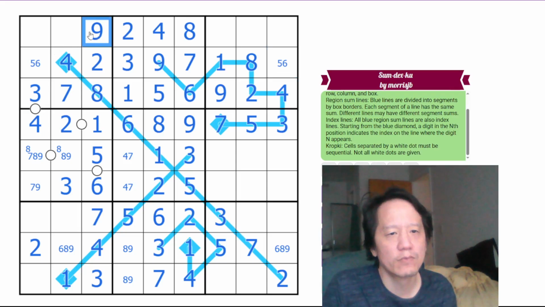In the rest of this box, we're missing 1, 5, 6, but 1 can't be here. Where is the 1 in this box? It must be here. So this is 1. This has to be 5 or 6.